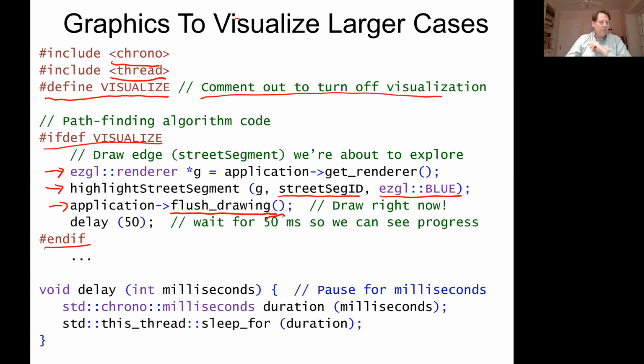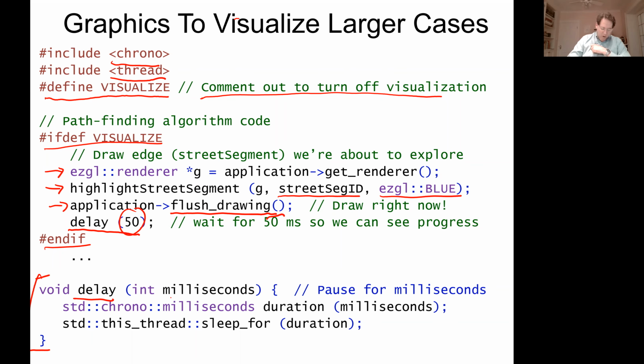And then we actually need to slow things down. If we do this without somehow slowing it down, it draws fast enough that it's hard for us to follow. So I'm going to call this delay function, which is a helper function I've written down here. I passed in the number 50, so 50 milliseconds. And obviously, if this was too fast or too slow, I'd change that number.